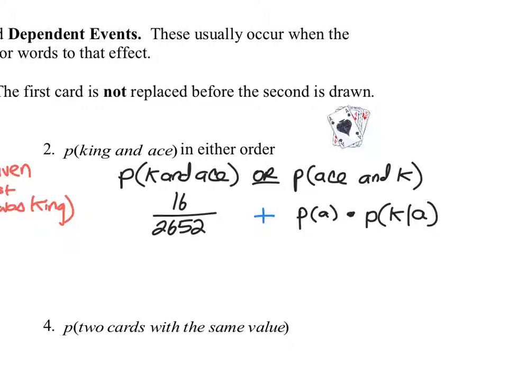So probability of getting an ace is 4 out of 52. An ace was successfully obtained, which means I still have 4 kings left in the deck, but there's only 51 cards, so I still have 16 over 2652. But I'm adding that to the previous 16 over 2652.